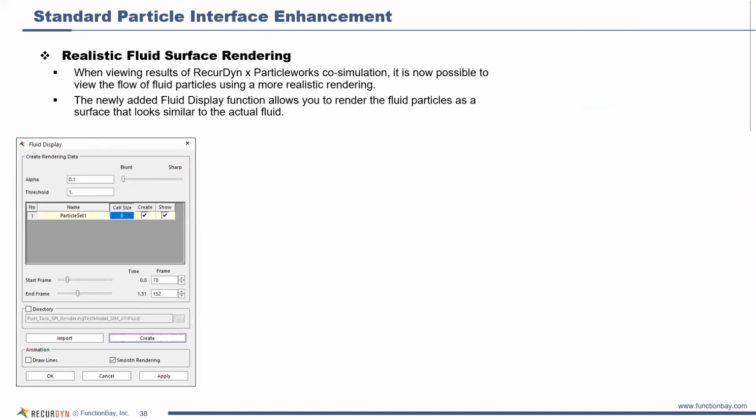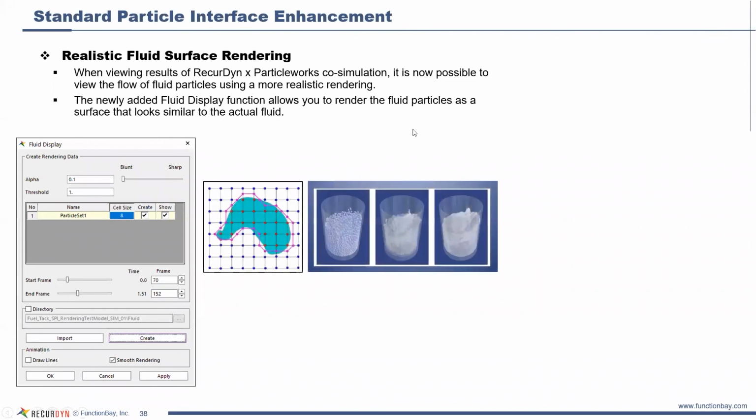There's also an enhancement to the standard particle interface. The enhancement is that there's now a realistic fluid surface rendering. So when you're viewing the results of a RecurDyn ParticleWorks co-simulation, it is now possible to view the flow of the fluid particles using a more realistic rendering. So if we take a look, this represents how the fluid surface is displayed more smoothly.